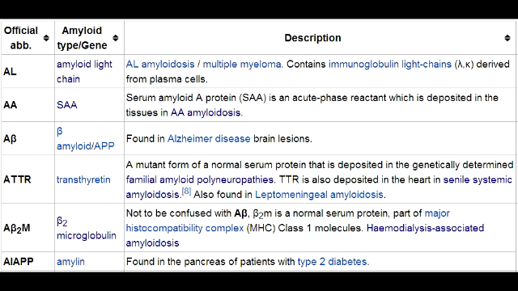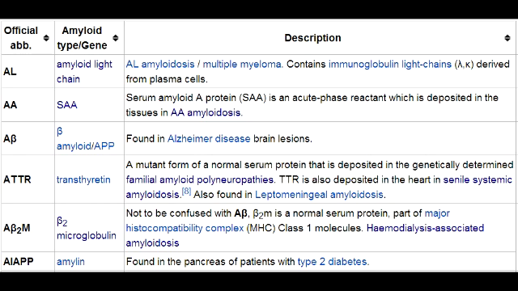Give an example of heritable amyloidosis. An example of heritable amyloidosis is ATTR neurologic or cardiac amyloidosis. What is the cause of ATTR neurologic or cardiac amyloidosis? The reason ATTR familial amyloidosis occurs is due to transthyretin gene mutation.